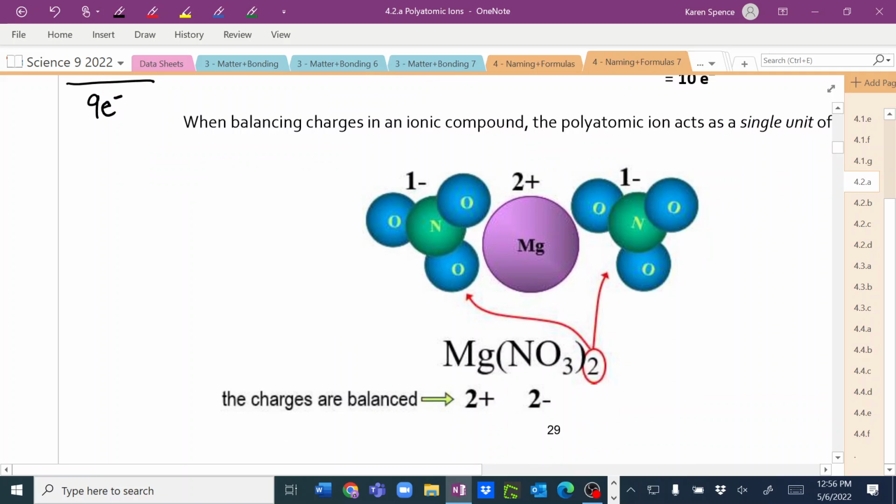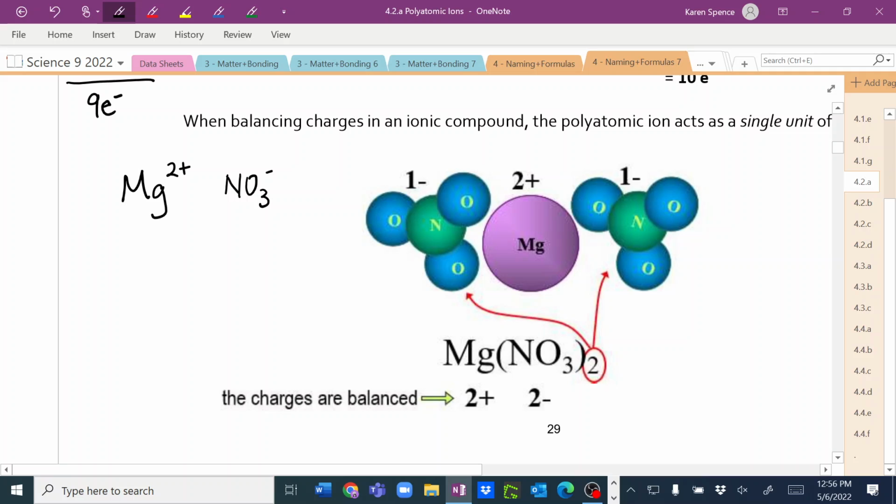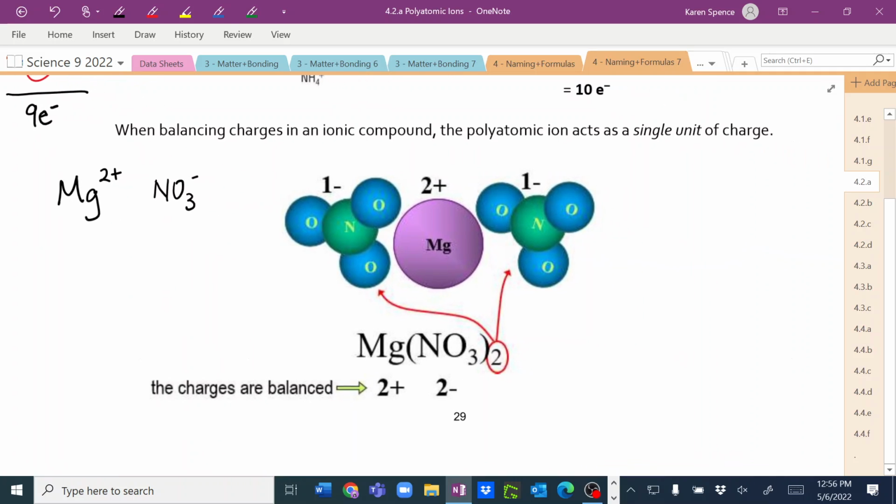Now, here we have a combination of magnesium, which is in column 2, so it has a 2+ charge, and this nitrate ion, which is NO3, which has a -1 charge. What do you remember about compounds? What about the charge of compounds? Compounds are always neutral, yes.